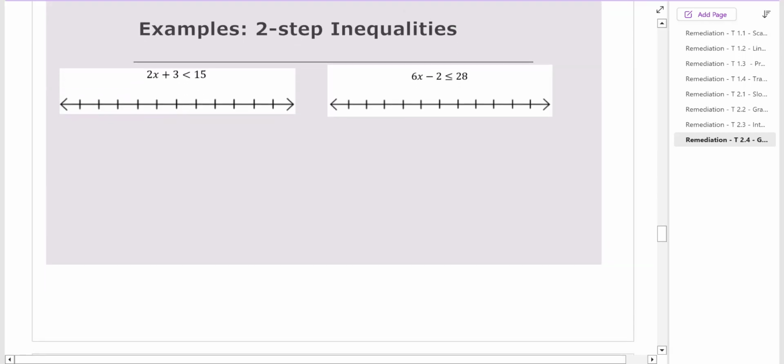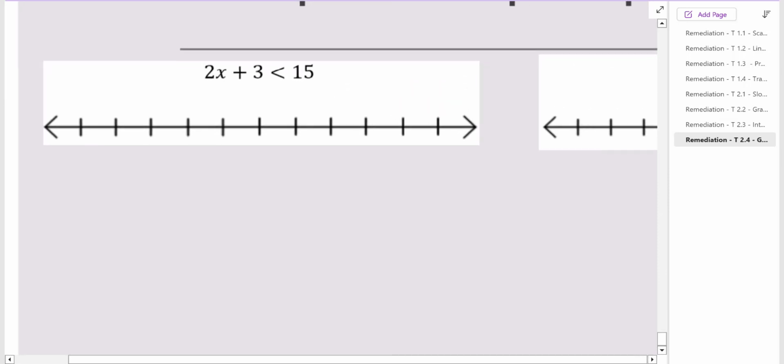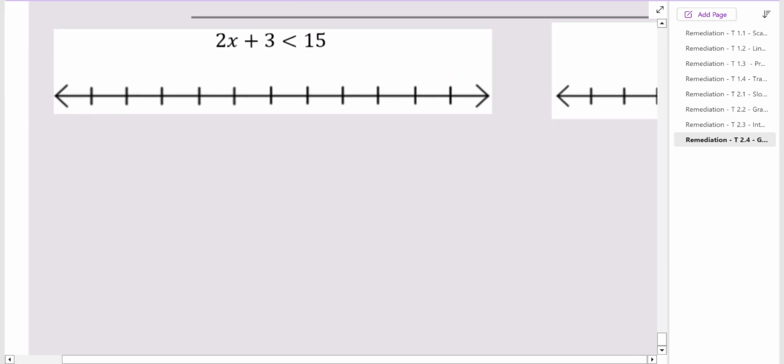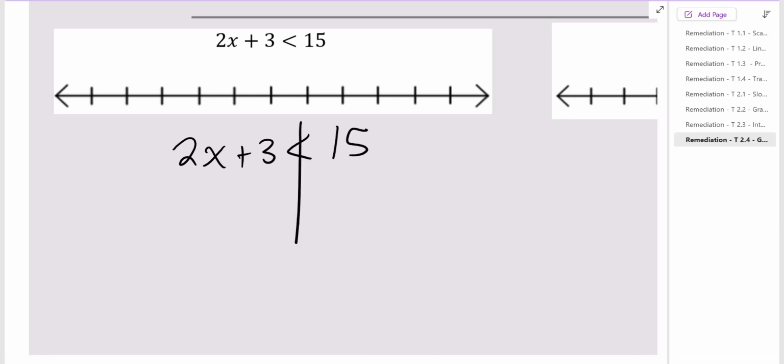Okay, now we're going to do two-step inequalities. So first we're going to do 2x plus 3 is less than 15. First, draw a line. On this side, I want x alone. On this side, I want numbers. So en este ejemplo, yo quiero la x en el lado izquierdo, yo quiero los números en el lado derecho. Y tenemos 3 grupos aquí y necesitamos mover el grupo 3 porque es un número y necesitamos mover en el lado de los números.